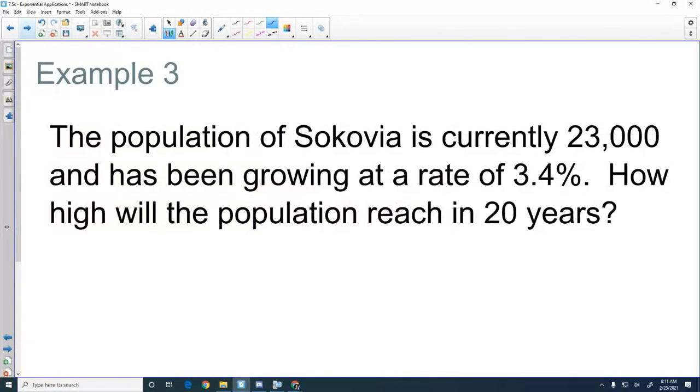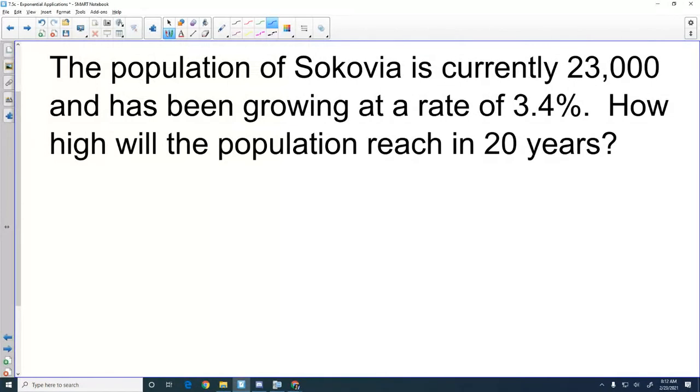All right, the population of Sokovia is currently 23,000. And it's been growing at a rate of 3.4% each year. How high will that population reach in 20 years? So now we have to use a certain formula. Since populations are constantly growing, we want to use the PERT formula. So if you see a population or something compounding continuously, you want to think about using PERT.